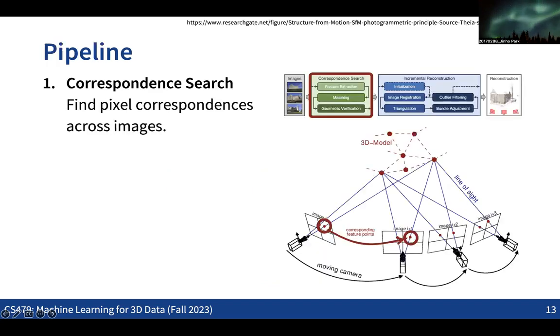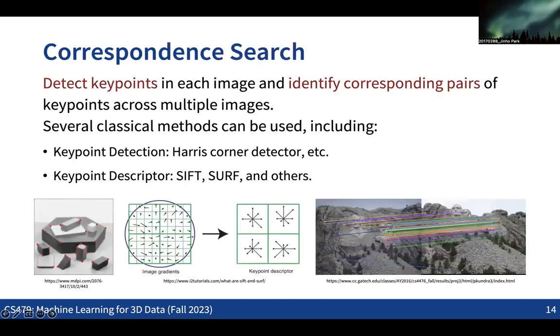And given the structure from motion pipeline, there are actually tons of details and so many components that we can add. But at a high level, what we do is that for each pair of images, we first find the correspondences of the key points. We first find some important points that we call the key points, and then we find the correspondences of them. That's the basic idea.